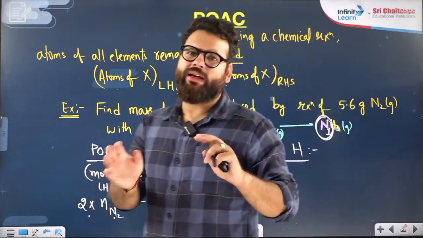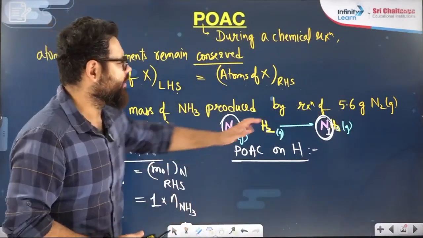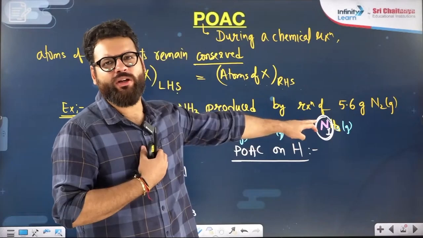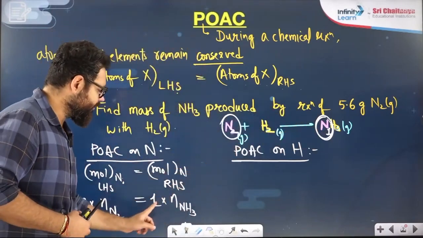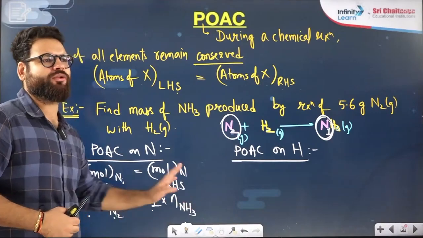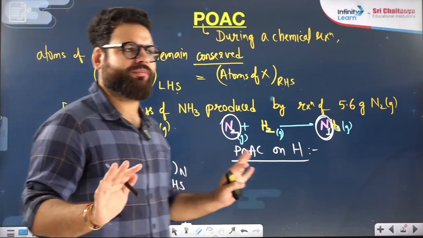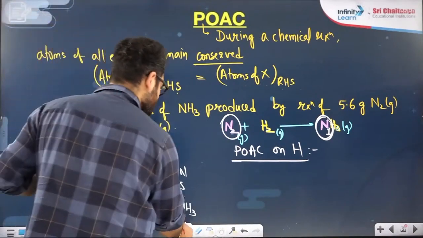And on the right hand side, all the nitrogen is present in ammonia. If I know the moles of ammonia, each ammonia contains 1 nitrogen. So moles of nitrogen on the right hand side will be 1 times moles of ammonia. Is this clear? Yes or no? That's all. Question is done. This is how you apply POAC of nitrogen.